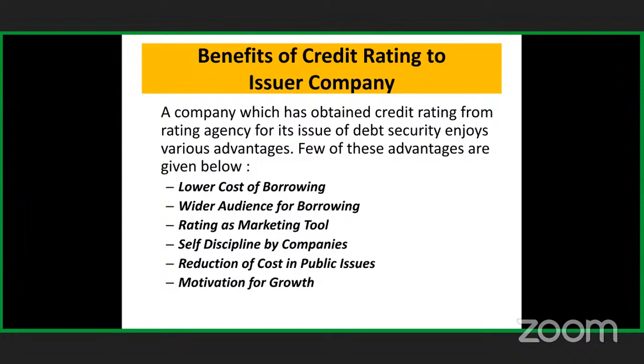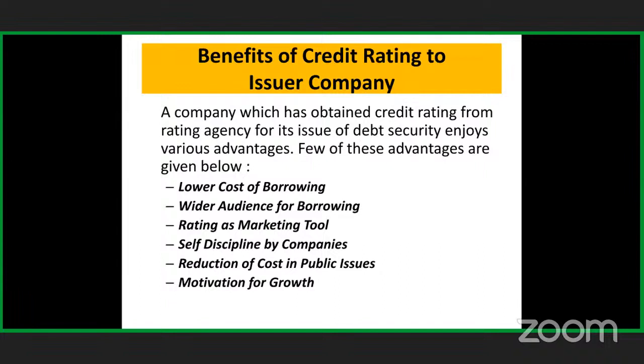Friends, a company which has obtained a credit rating from a rating agency for its issue of debt security enjoys various advantages. What are these? Lower cost of borrowings, right? Because it has been analyzed and interpreted. Wider audience for borrowings. More people would like to invest because of credit rating. Rating as a marketing tool. You can say to the public, yeah, I'm a AAA plus rating holder, so you are safe. My company speaks about strong financial stability.